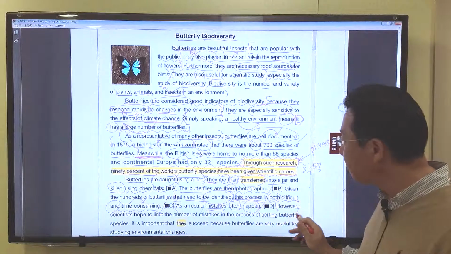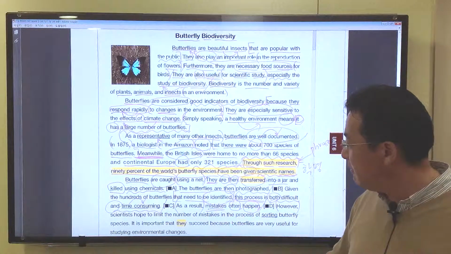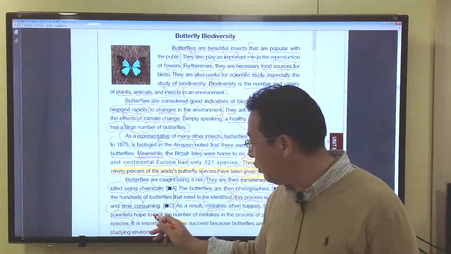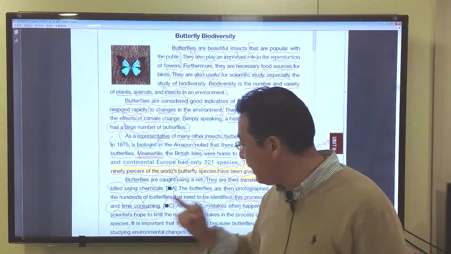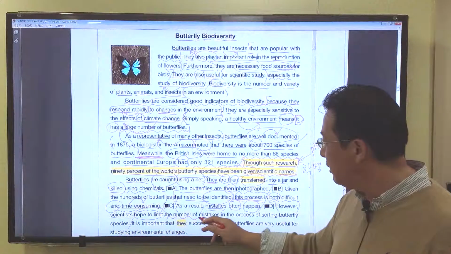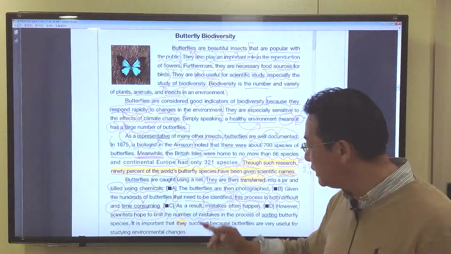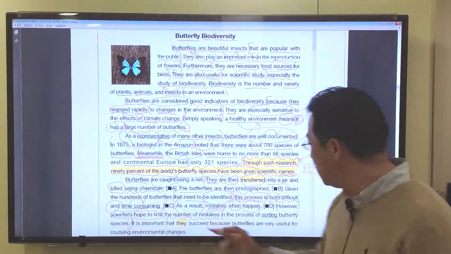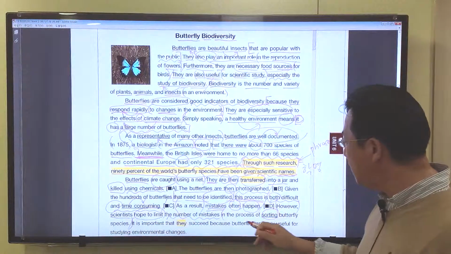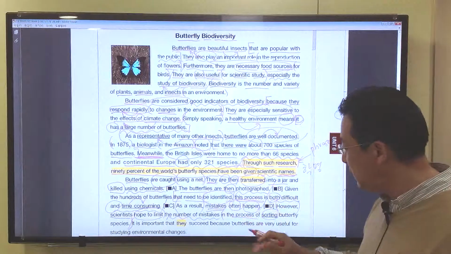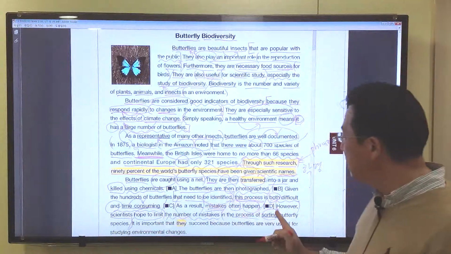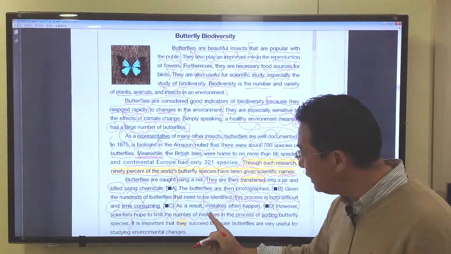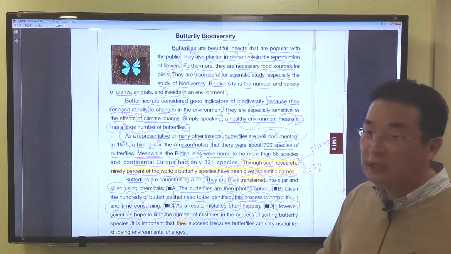However, 그러나 scientists hope to limit the number of mistakes in the process of sorting butterfly species. 과학자들은 hope to limit, 무슨 말입니까? 제한하기를 바란답니다. 무엇을 제한하기를 바란답니까? The number of mistakes. 그 실수들의 숫자를 제한하기를 바란답니다. 뭐 하는데? In the process of sorting butterfly species. 자, sort 한다는 건 정리하는 거죠. 그죠? 정리하는 프로세스입니다. 무엇을? Butterfly species. 나비들의 종자들을 구분하고 정리하는 그 프로세스, 과정에 있어서의 실수의 숫자들을 제한하기를 과학자들이 희망한답니다.